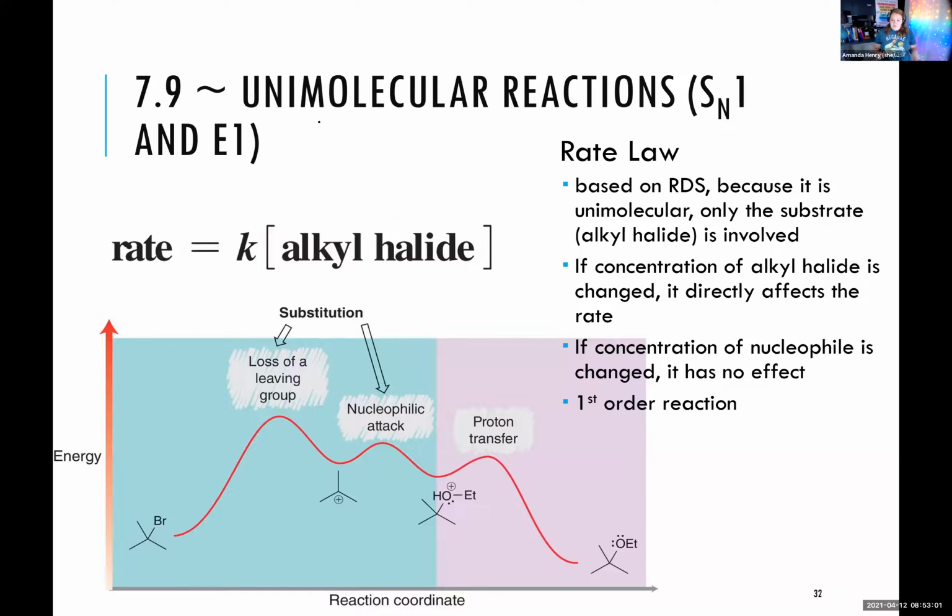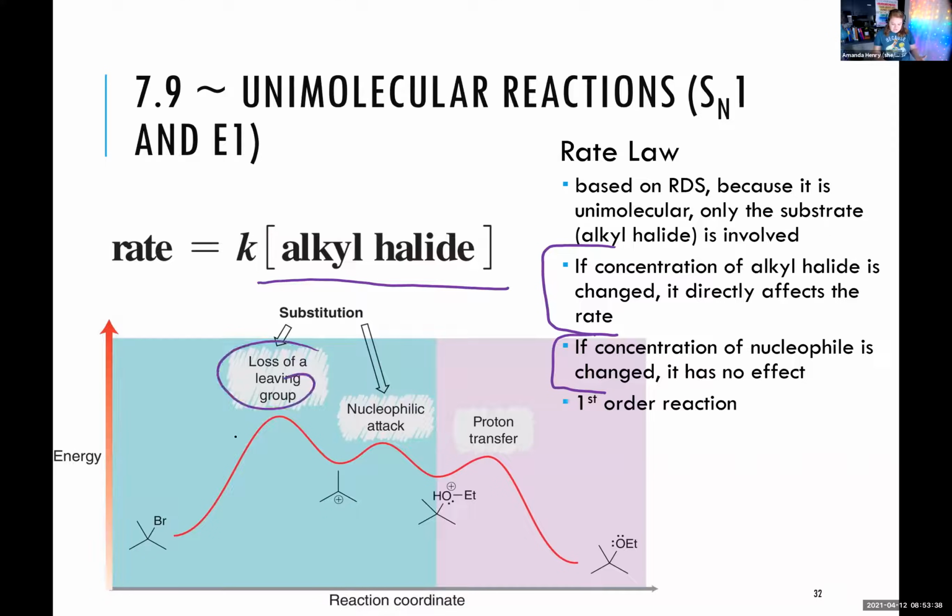We talked about the rate law for our other ones. Here's the rate law for our Sn1. Notice it only contains the substrate. So if we change the concentration of the substrate, if we double the concentration, the reaction's going to go twice as fast. If we cut the concentration in half, the reaction's going to go twice as slow. If we change the concentration of the nucleophile, it has no effect on the rate of the reaction because it's not part of that rate determining step. Only that alkyl halide, only the substrate, is part of the slow step.